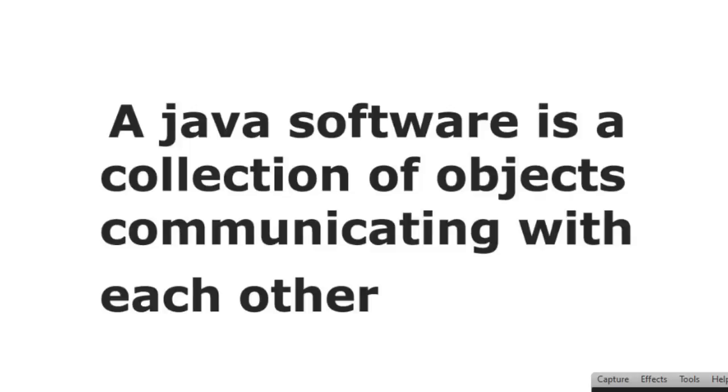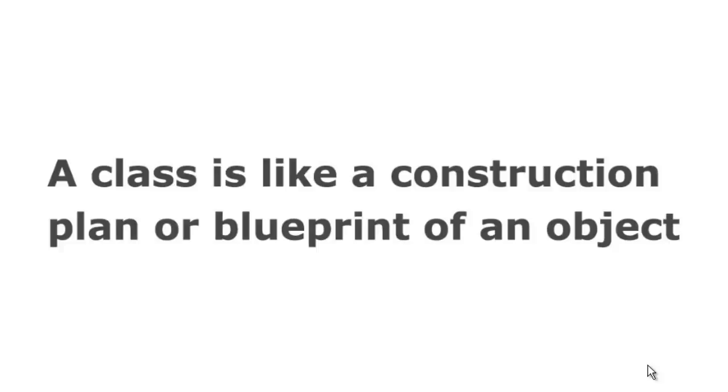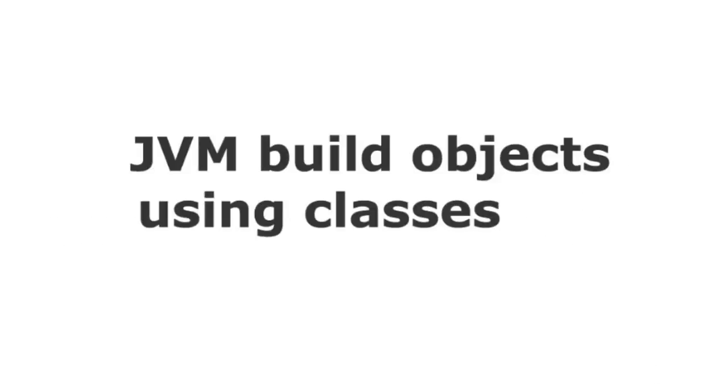Alright, now, what is a Java class? We have been using a Java class called FirstApp in this course. A class is like a construction plan or blueprint of an object. Like a construction worker builds a house using an architect's design, the Java virtual machine builds objects using classes.